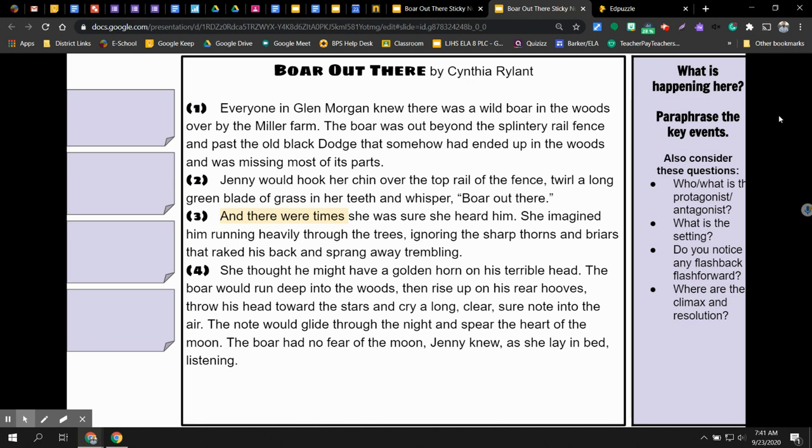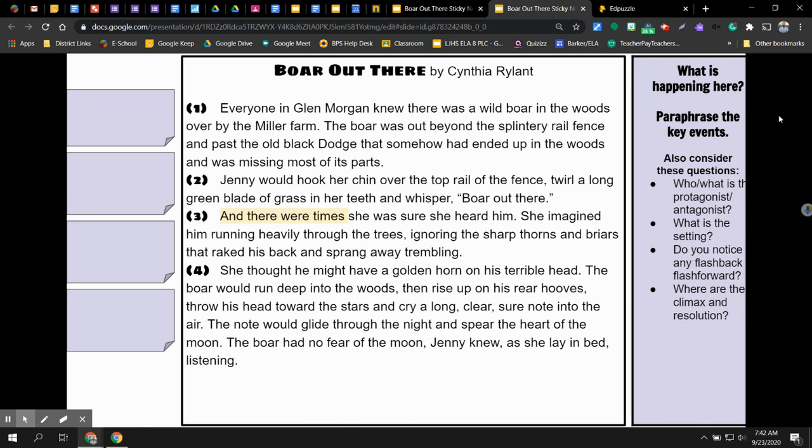What's the setting? Where's the story taking place? When does the story take place? Do you notice any flashbacks or flash forwards? So does the story jump back in time or jump forward in time? Because as a reader, it's important to identify that in order to comprehend what's going on and make sense of what's happening.